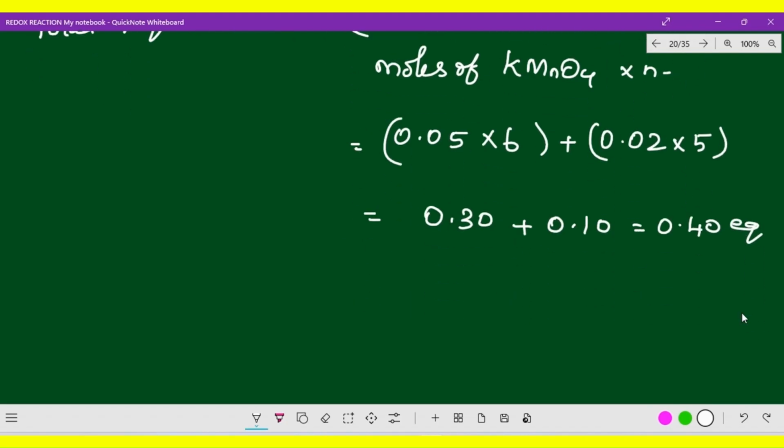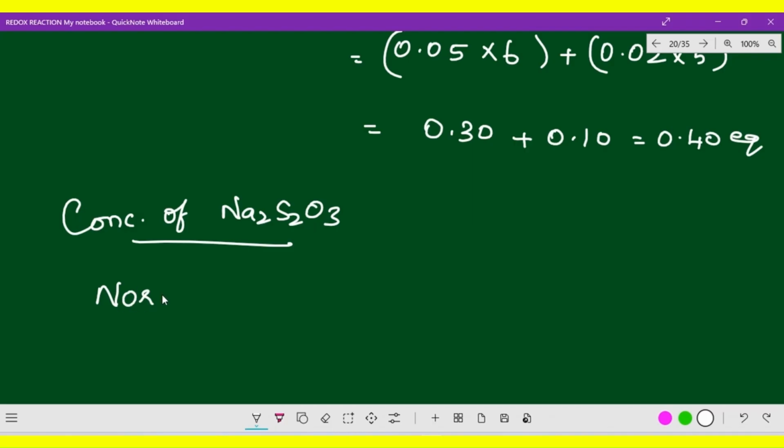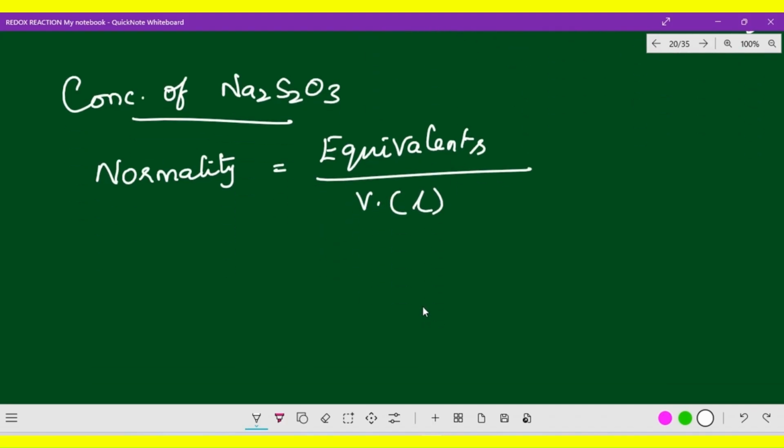Okay, now the next one you have to find out is the concentration, that is the main point. So the concentration of Na2S2O3 we have to identify. For that we have to find out the normality of the thiosulfate solution. Generally normality is equal to equivalence divided by volume of solution in liters. Here equivalence is 0.40, divided by the volume of solution in liters, 1 liter they mentioned, so that means 0.40 N.